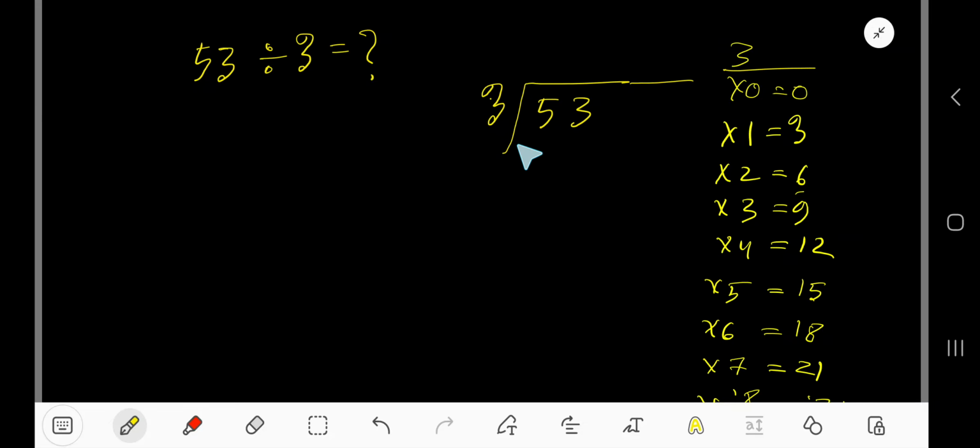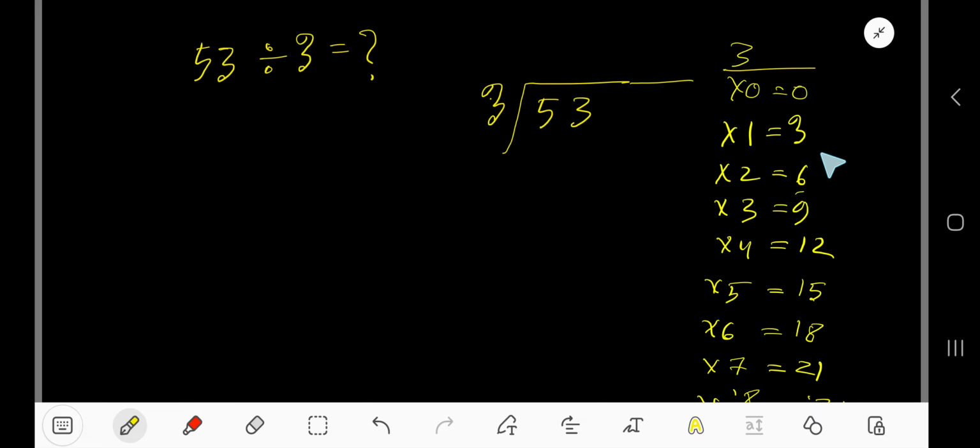53 divided by 3. Here 3 is the divisor, so we need the multiplication table of 3. 3 times 0 is 0, 3 times 1 is 3, 3 times 2 is 6, 3 times 3 is 9, 3 times 4 is 12, 3 times 5 is 15, 3 times 6 is 18. To find the multiplication table of 3, just add 3 to the previous step.